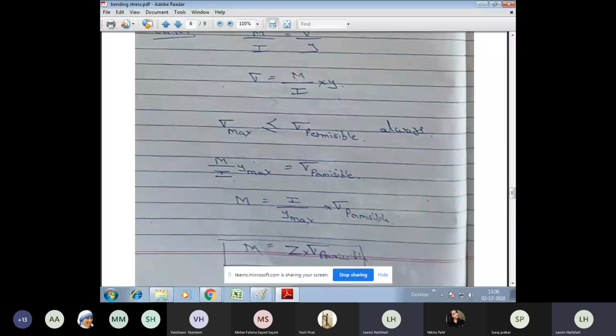So M is equal to I by y maximum. Can you tell me why I wrote y maximum? Because y can be calculated anywhere in the section, but y is maximum only at the top. Where is the y maximum, at the center or at the top?